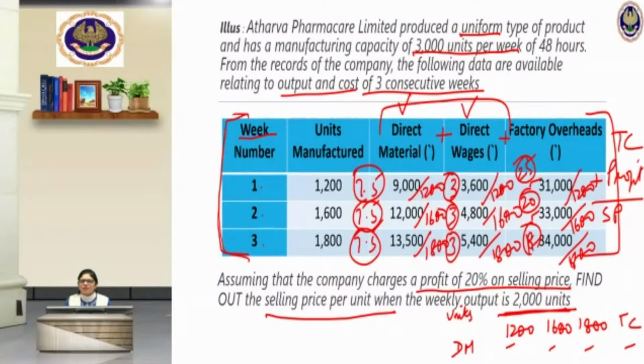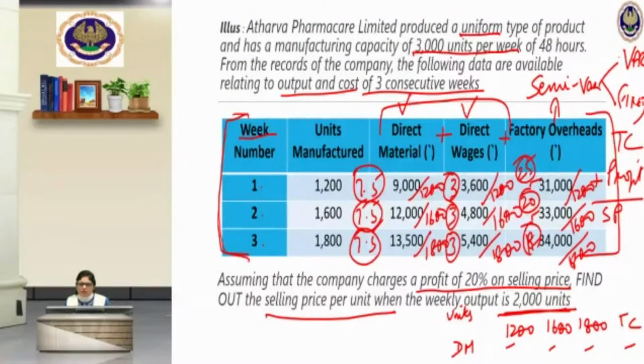So factory overheads are semi-variable. Semi-variable means they are variable also and they are fixed also. That means they have an element of variable cost and an element of fixed cost. Now here is an exercise for you. We have to split the factory overheads between fixed and variable cost.